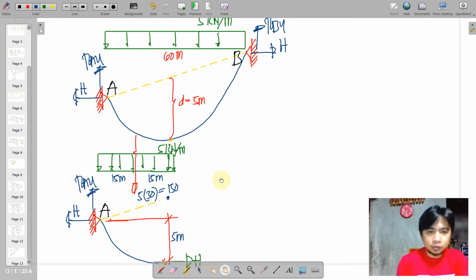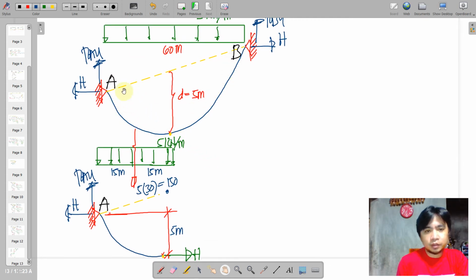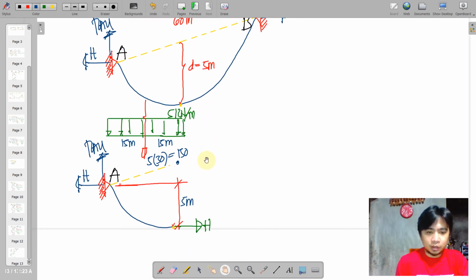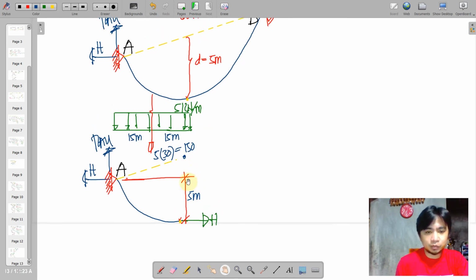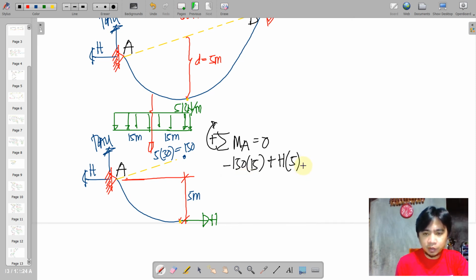The problem itself should tell that it shouldn't be symmetrical because of the gap between A and B. So anyway, this is a problem from the book. We still need to solve it and assume values here. So this is supposedly 5, so we take moments at A. Okay, we have negative 150 by 15 plus H times 5 is equal to 0. So we can now solve for H, which should be equal to 450 kilonewtons.